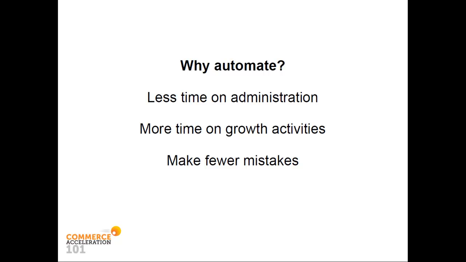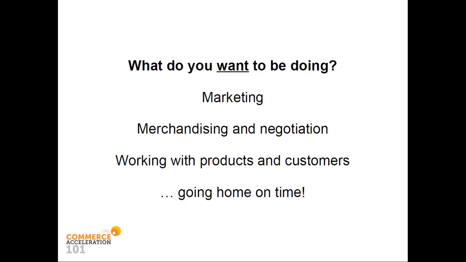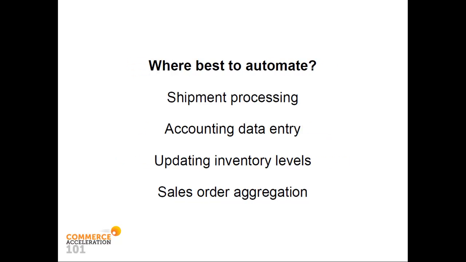And what this really does is opens up a whole load of things that you perhaps want to be doing on the business. We've talked a little bit about the marketing, merchandising and negotiation with suppliers and working with products and customers, but also, not forgetting the fact that you've got a life to live outside work. Going home on time for yourself and your staff is pretty important. So automation means you can get more work done in the same amount of time and make fewer mistakes. But it's not essential to automate everything in the business. Pick your battles and make sure you automate the things where it makes the most sense.